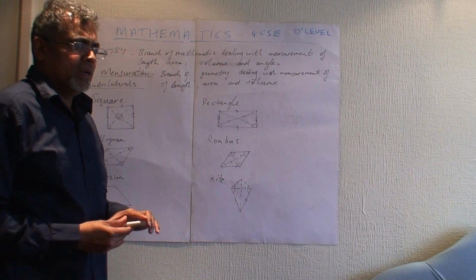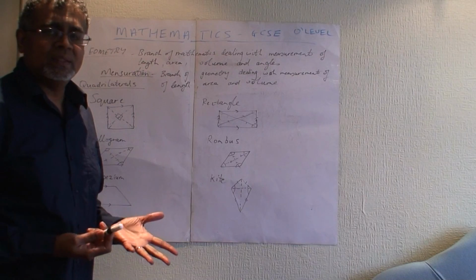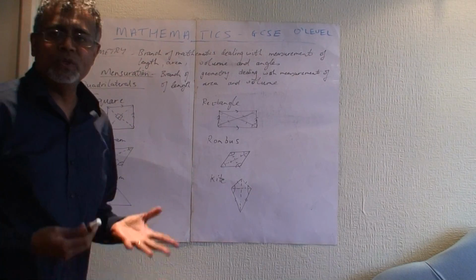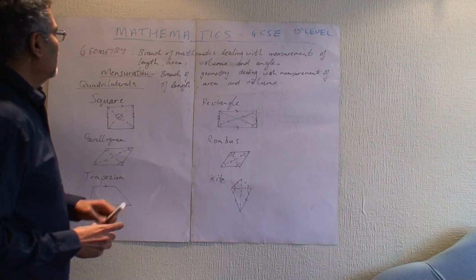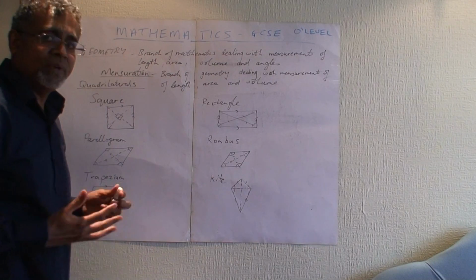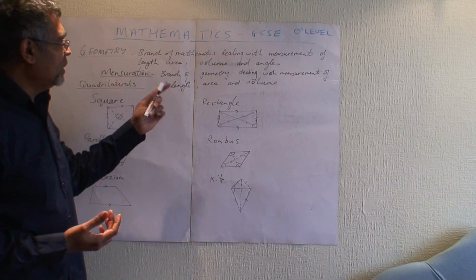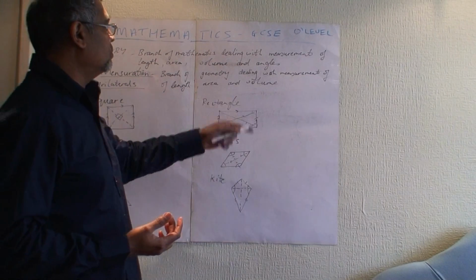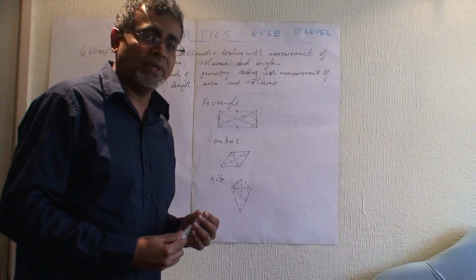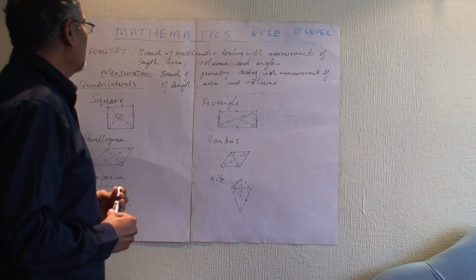Geometry is a branch of mathematics that deals with the measurement of length, area, volume and angles. Mensuration is another term that you're going to come across that also deals with the measurement of length, area and volume, but it is a branch of geometry that deals specifically with length, area and volume.